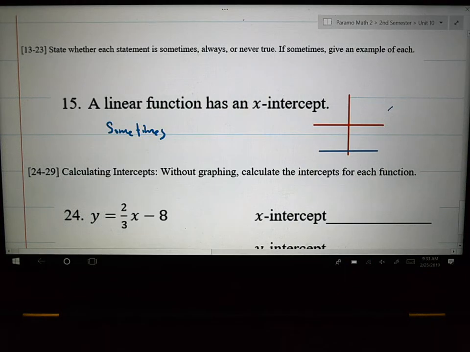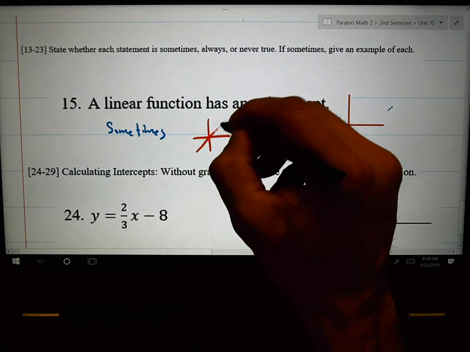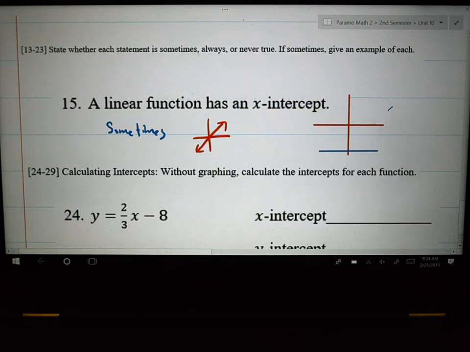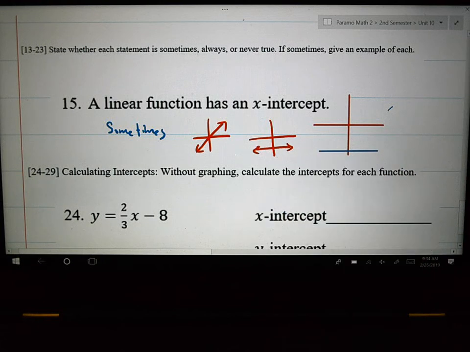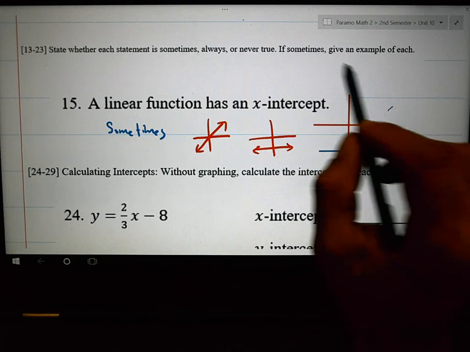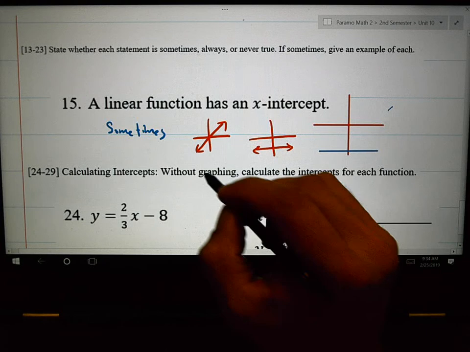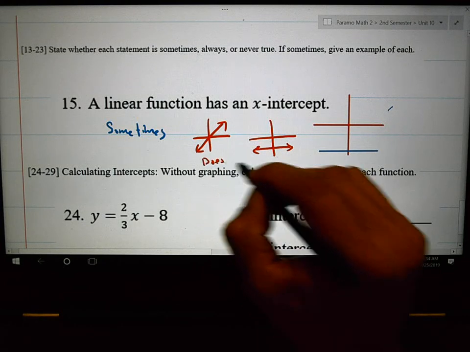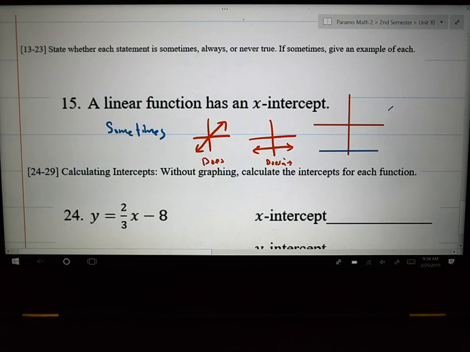Why is it sometimes? If it's sometimes, give an example of each. Sometimes it will. Here's an example. It will go through. And sometimes it won't. When it's a horizontal line, either above or below the x-axis, that's the sometimes. Give an example of each. This is when it does. This is when it doesn't. Last example.